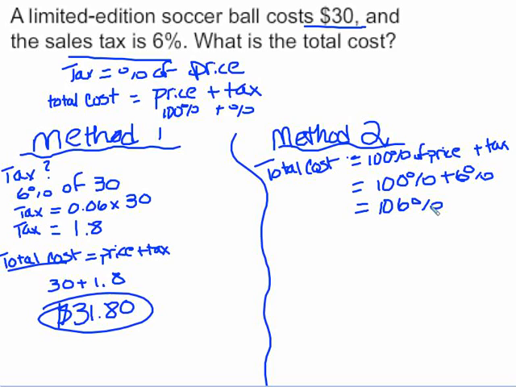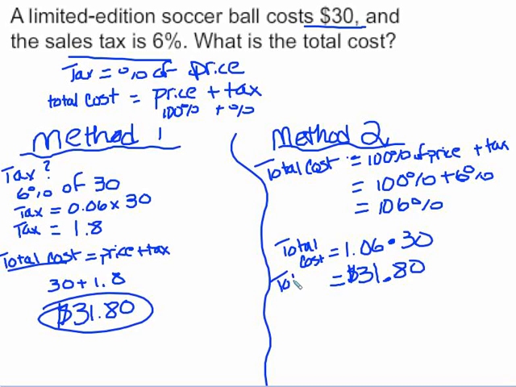Okay, so in that case, my total cost is going to be equal to 106% of 30. Well, when I go ahead and do 106% of 30, I actually get straight to 31.80, and I find that my total cost is equal to $31.80. So I get to my answer more quickly, okay? So let's try another example. So this was total cost.